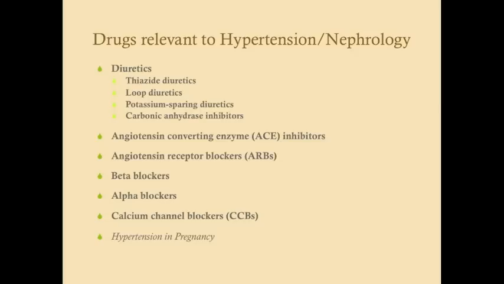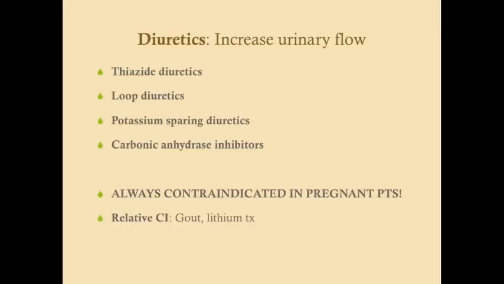We'll talk about angiotensin converting enzyme inhibitors, or ACE inhibitors. We'll talk about the ARBs, or angiotensin receptor blockers. We'll talk about the beta blockers and alpha blockers. We'll talk about the calcium channel blockers, and we'll finish up by talking about how we approach hypertension in pregnancy and where we expect to see that.